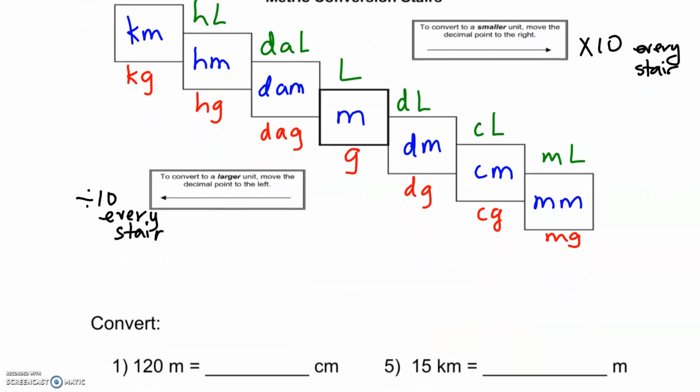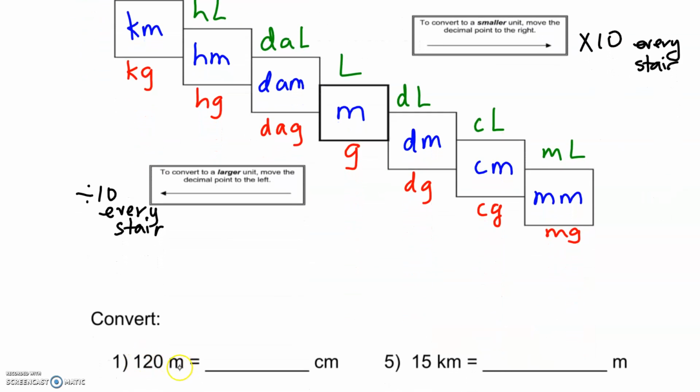All right, so calculator is ready, and I have my first example. It says 120 meters equals how many centimeters? Whatever stair you're starting on, which in this case is meters, that's where I'm going to start. And I need to go to centimeters, so that means I'm going down 2 stairs. Because it's 2 stairs, that means I need 2 zeros. So I'm going to use 100.